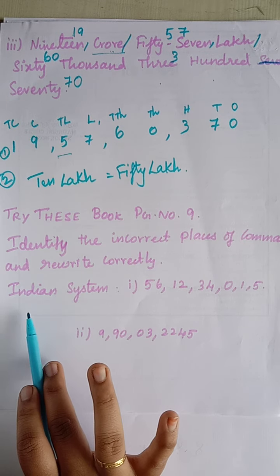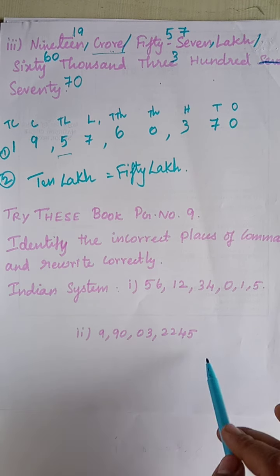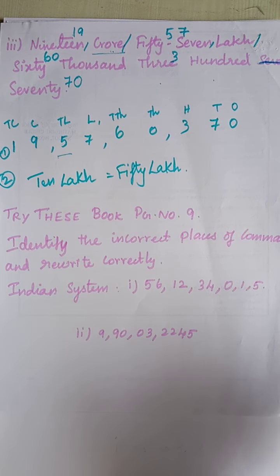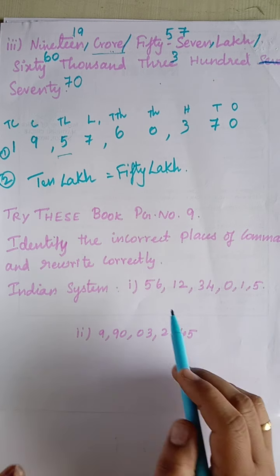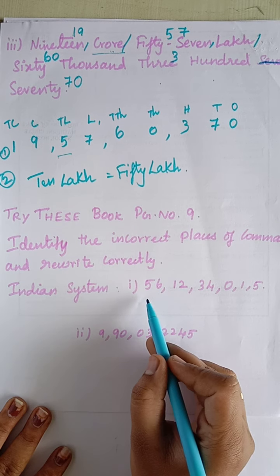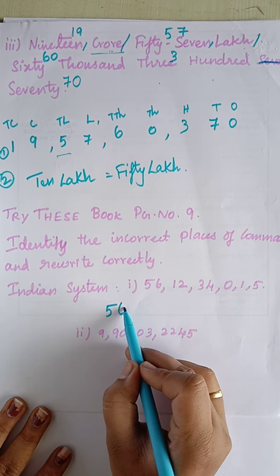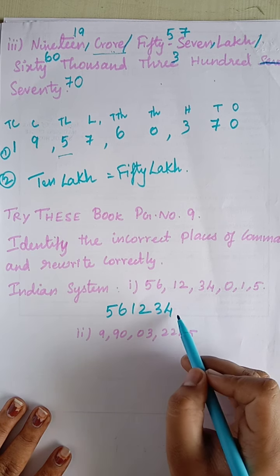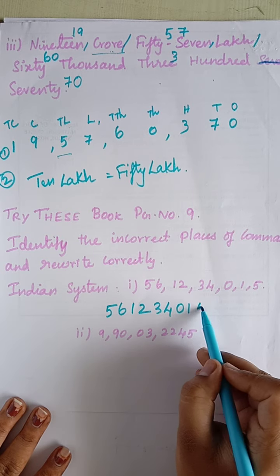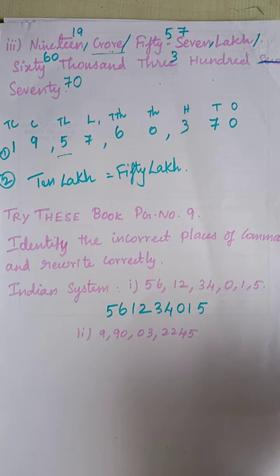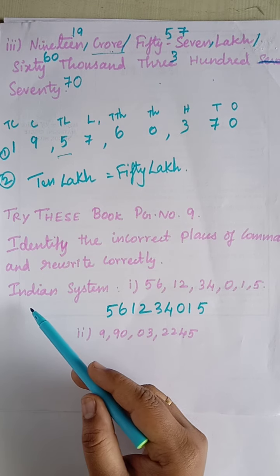So they have first asked you to rewrite these two sums in the Indian system. So you already know how we have to write it in the Indian system. So the first step is we have to take that number and just write the number here. So that is, I am going to write the number. So that is 5 6 1 2 3 4 0 1 5. So after completing, first you have to see whether they have asked you to change for the Indian system or for the international system. They have asked you to change in the Indian system.